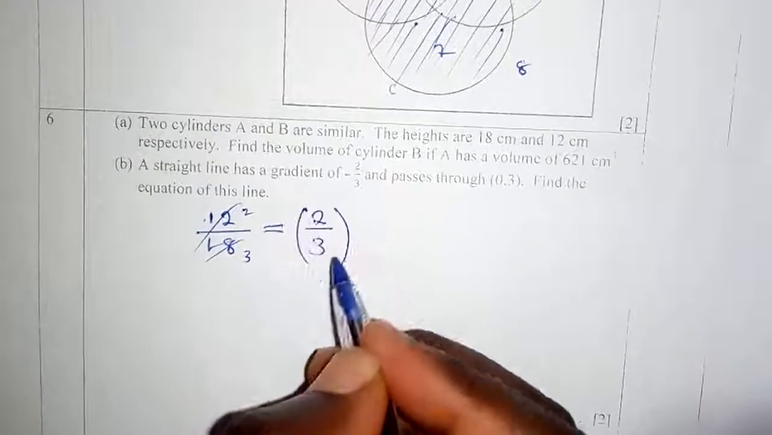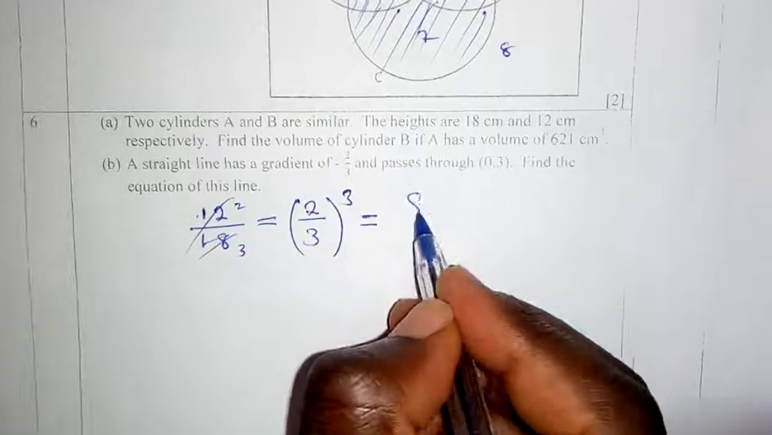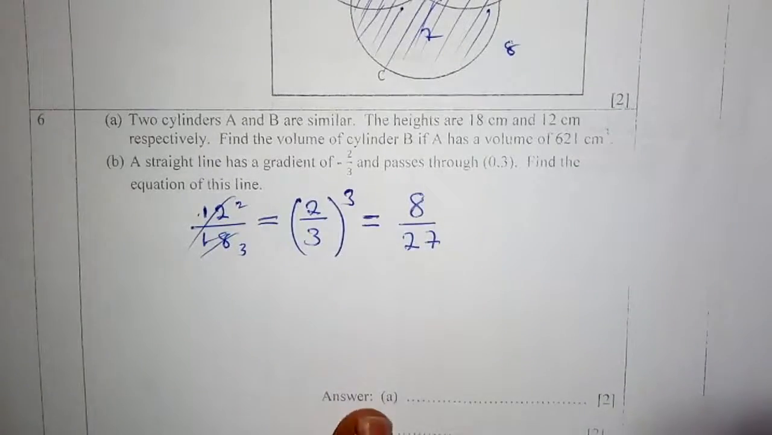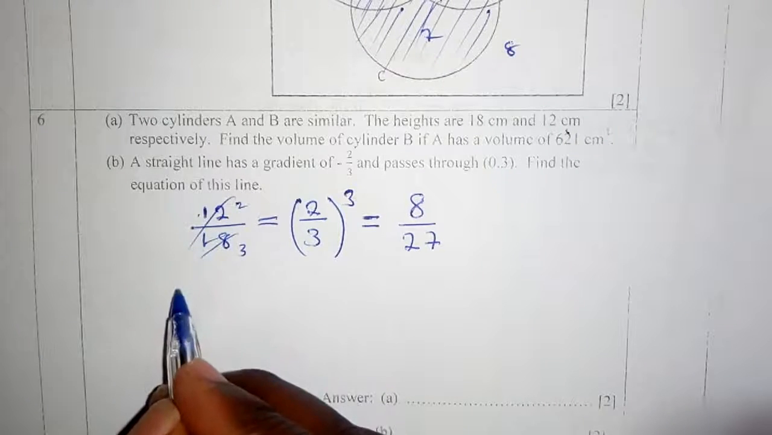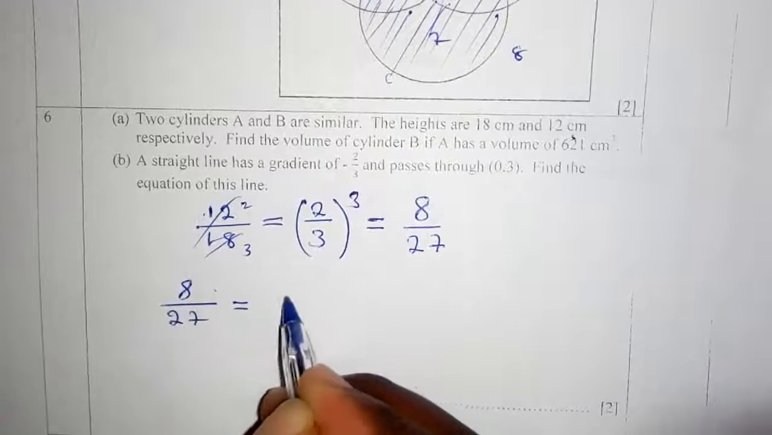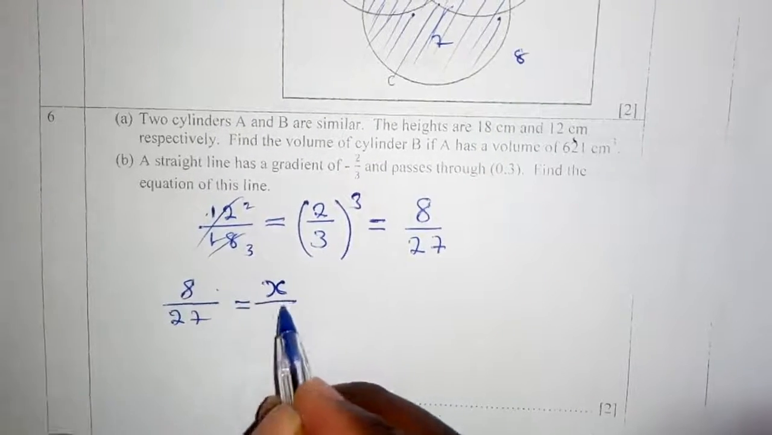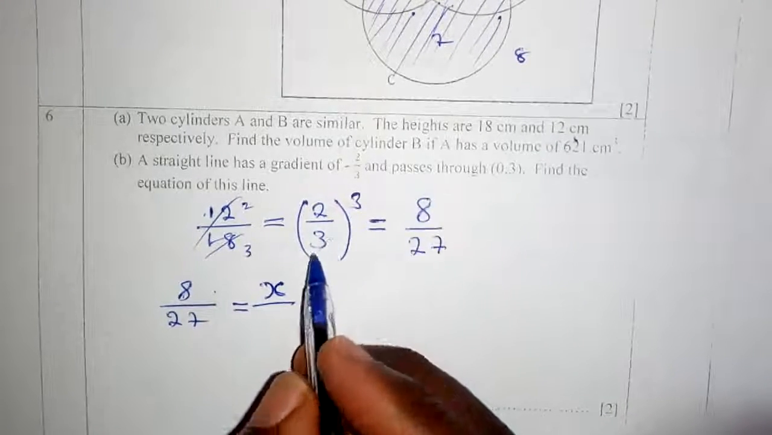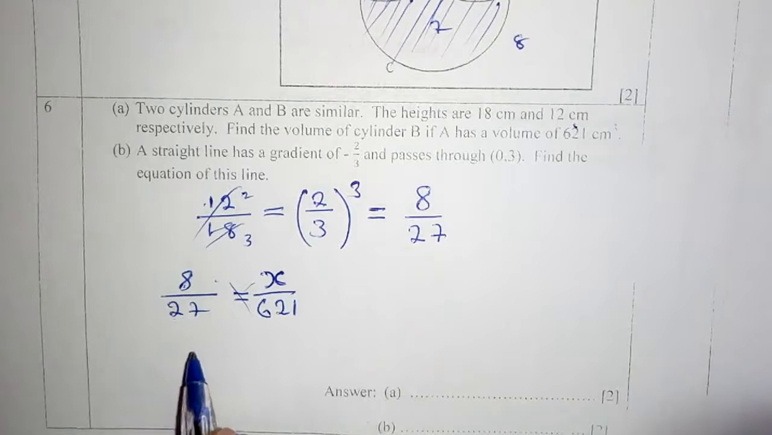Now since we are dealing with the volume, we'll put power 3 to this scale factor. And then when we say power 3, we have 8 over 27. So this 8 is for B. So for us to find the volume of B, we'll say 8 over 27 will be equal to the volume of B, which we don't know, over the volume of A, which we know is 621. So we can cross multiply. We have 27 here.